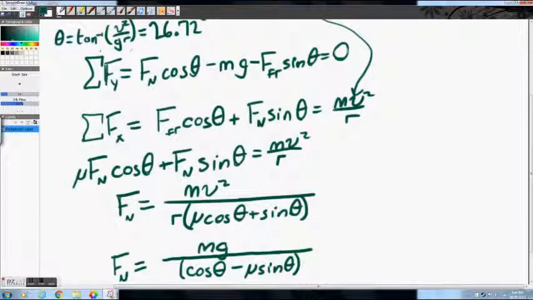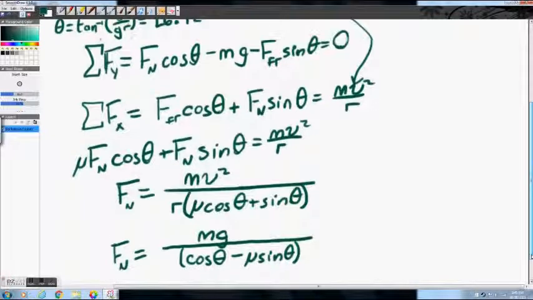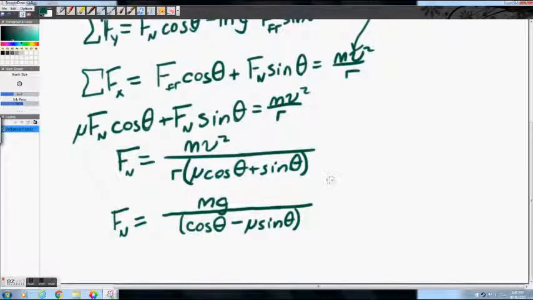Sum of forces in the x will be, so now we set these two equal to each other, and we're going to solve for mu, and that leads to only one unknown, and that unknown is mu, because we know theta, we know v, we know the mass. Oh, the mass will cancel out, so it's not important. We know r. So yeah, we know everything.